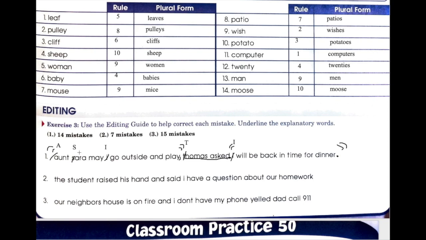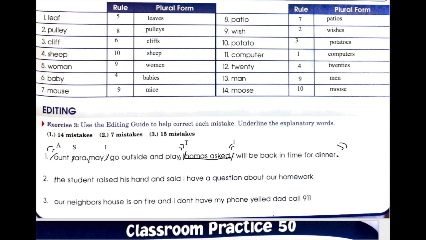Let's count our mistakes. We should have 14. 1, 2, 3, 4, 5, 6, 7, 8, 9, 10, 11, 12, 13. Oh, the speaker is directly addressing Aunt Sarah at the beginning. Remember, whenever they're directly addressing somebody, we need a comma after their name. So, Aunt Sarah, comma, may I go outside and play?